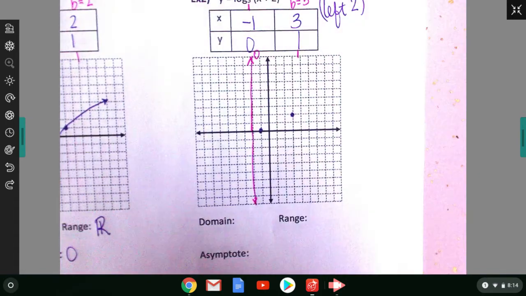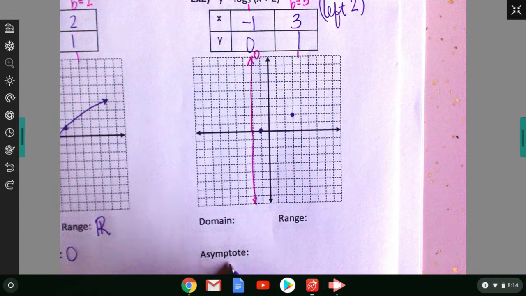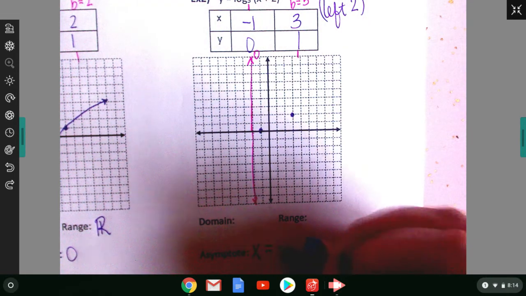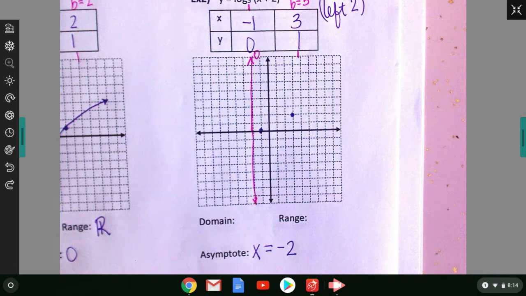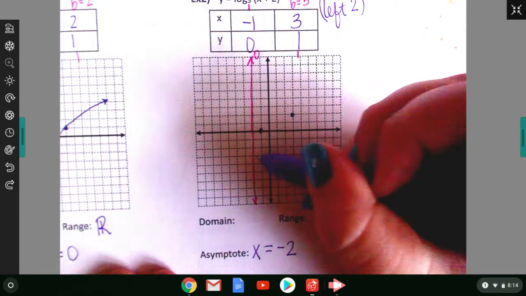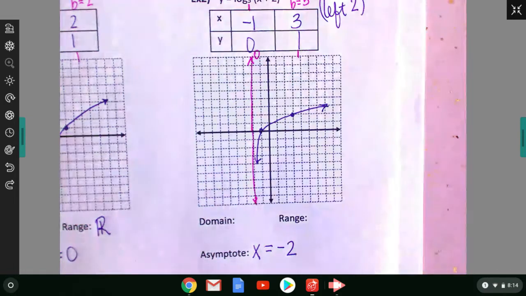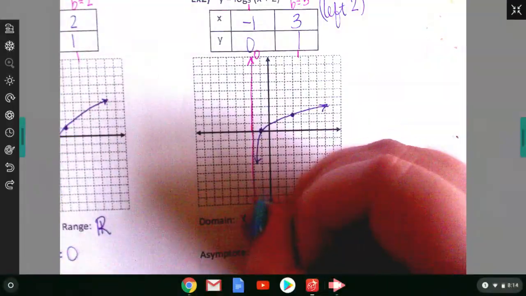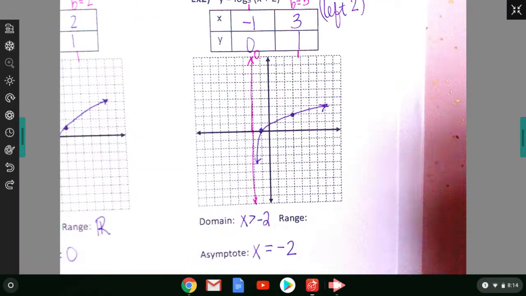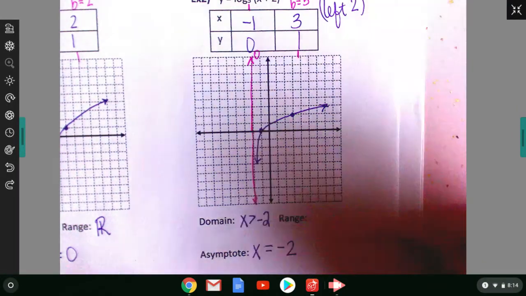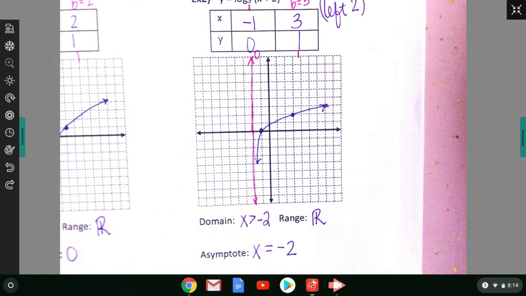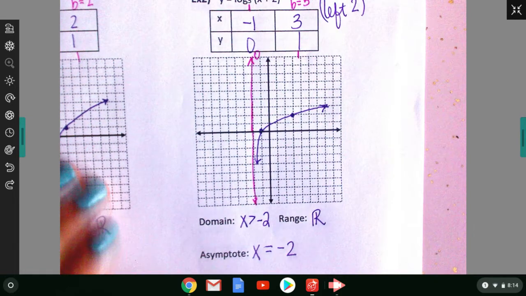So let's do asymptote since we're right there with it. It's at negative 2, so x equals negative 2. And then domain goes right along with it. I guess I should graph my function. It'll go something like that. Our domain is everything to the right of negative 2, so x greater than negative 2. And then range, all reals, everything top to bottom. Let's try another one.